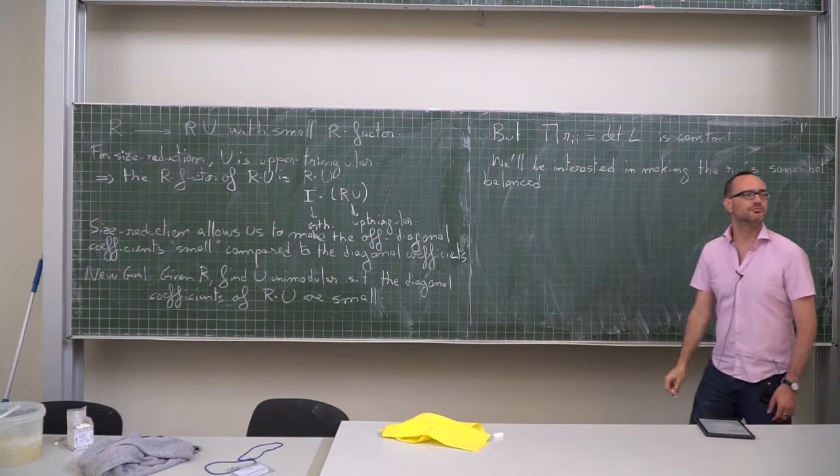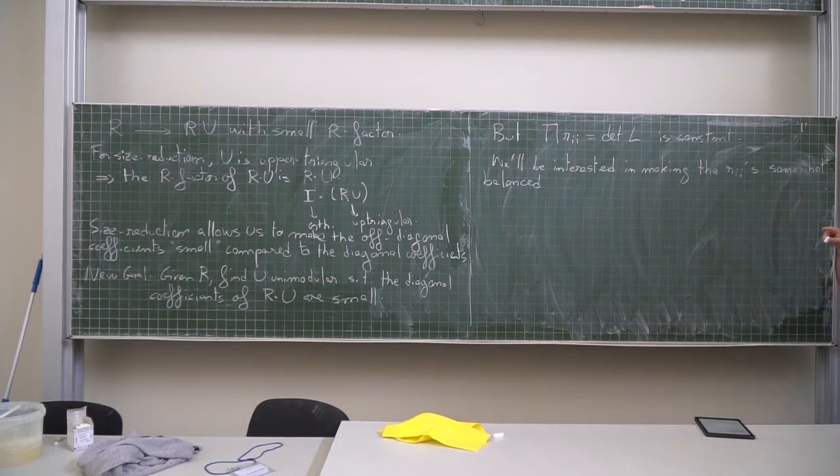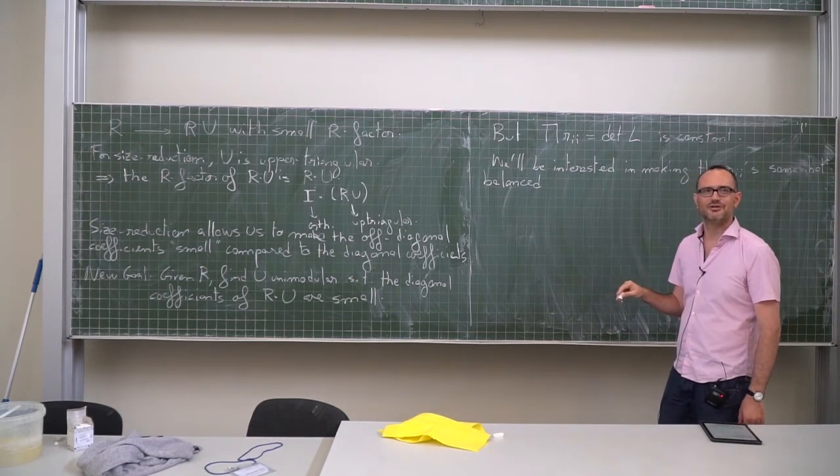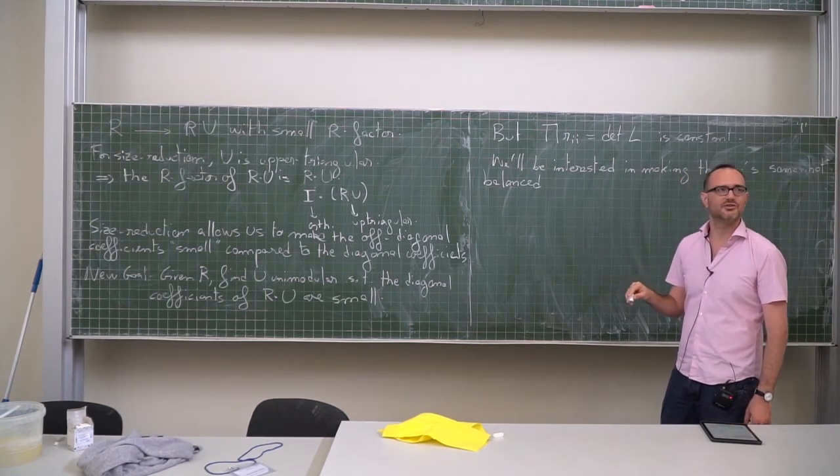For example, if you want to minimize the max when the product is constant, the best you can hope for is that they are all equal. Okay, so balanced is really the natural target. So unfortunately, we can't get that. That's not possible. So we'll be happy with guaranteeing that they don't decrease too fast.